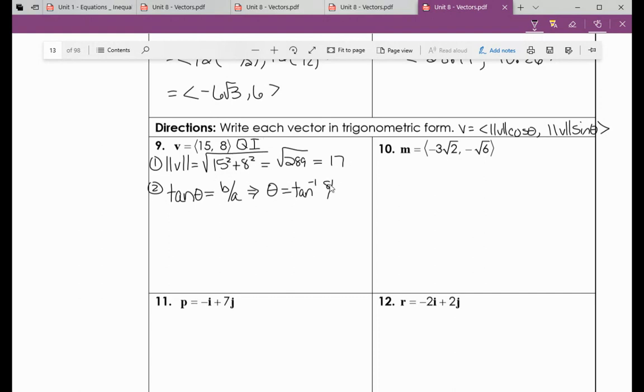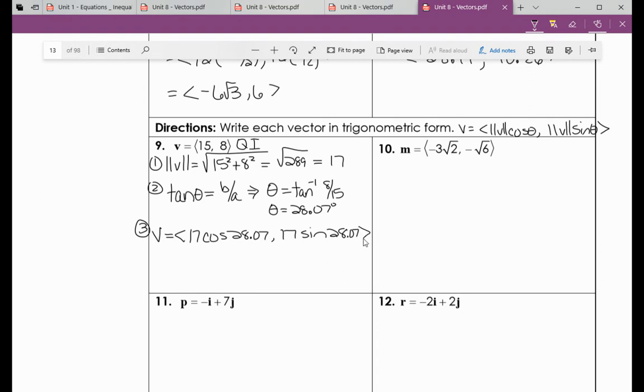So when I do inverse tangent of 8 over 15, I do get a first quadrant angle, which is 28.07 degrees. Now, I'm going to write my vector in trig form. So my vector in trig form is going to be 28.07. I'm sorry, that's my angle. Magnitude first. Magnitude is 17 times cosine of your angle, and magnitude times sine of your angle.